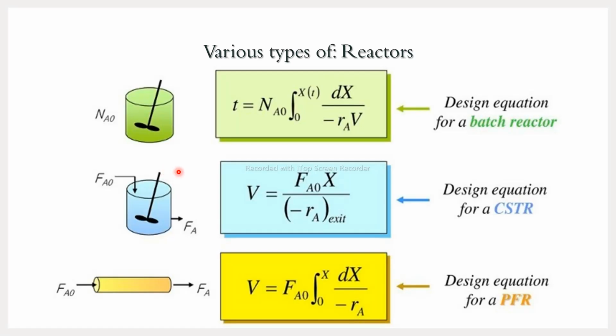Okay, what does this mean? These are their design equations, where V represents the volume, T represents the time, F represents the molar flow rate, X represents the fractional conversion from the reactant to the product, and Ra is the rate of the reaction with respect to the reactant. Here, the reactant is the pollutant.